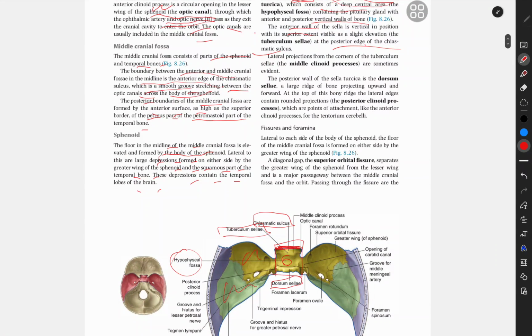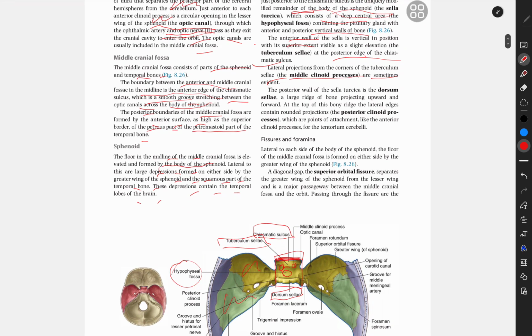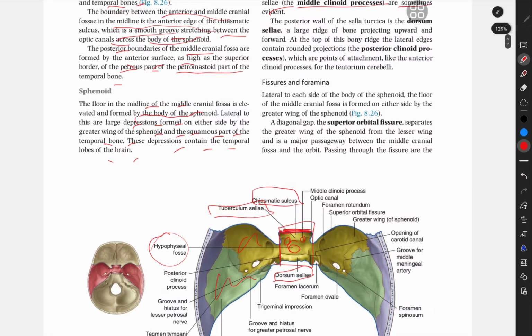Posterior edge of the chiasmatic sulcus, lateral projection from the corner of the tuberculum. The middle clinoid processes are sometimes evident. Middle clinoid processes. Can we see them here? Oh yes, these are small middle clinoid processes. The posterior wall of the sella turcica is the dorsum sellae.